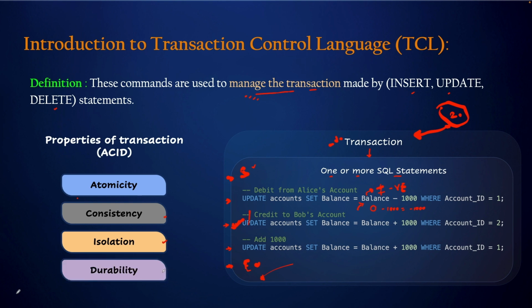Durability. Once you completed all the transaction, then even though there is a system failure or database crash, your data has to be stored permanently, or your changes have to be stored permanently. That's called the durability. So these are the four different properties here: atomicity, consistency, isolation, and durability, also known as ACID.